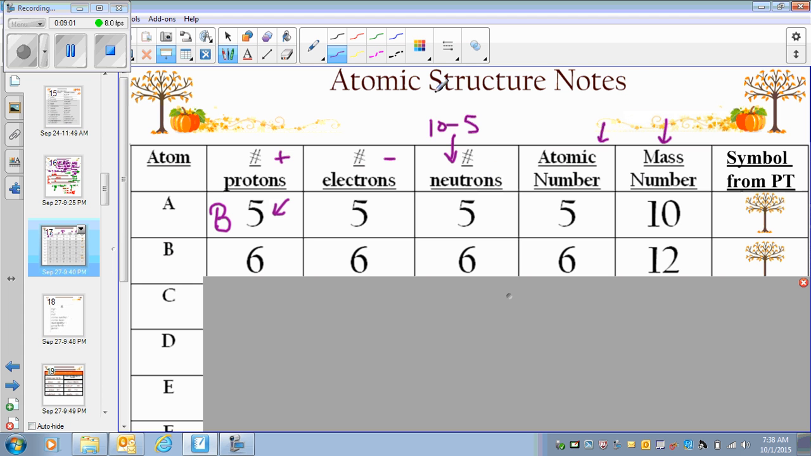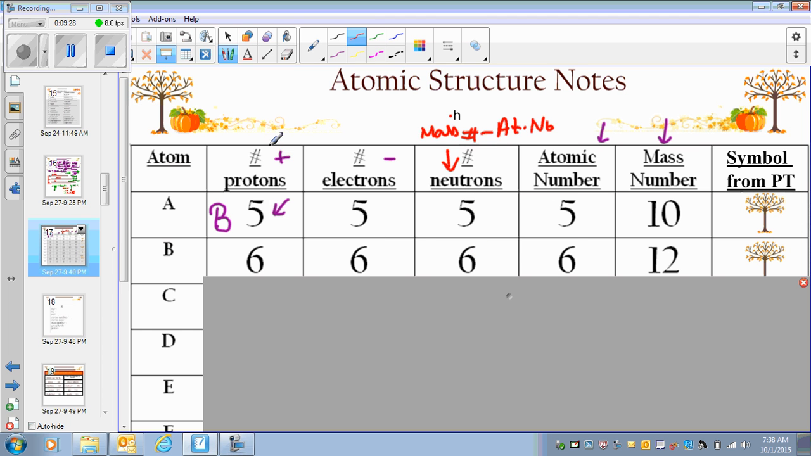So to calculate the number of neutrons, you can write this on your paper: to calculate the neutrons, you will do mass number minus atomic number. This is how you calculate the neutrons. So you have mass number right here, atomic number right here. So 10 minus 5 will give you 5. 12 minus 6 will give you 6.